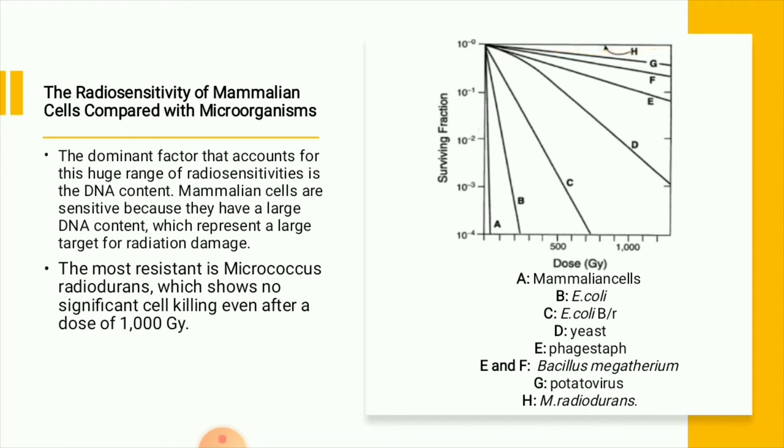The curves range from A to H, from the highest sensitivity to the lowest. Firstly, the most sensitive is the mammalian cells, followed by E. coli, and then E. coli with mutation, and then yeast, phage staph, E and F is Bacillus megatherium, G is potato virus, and then H is Micrococcus radiodurans.